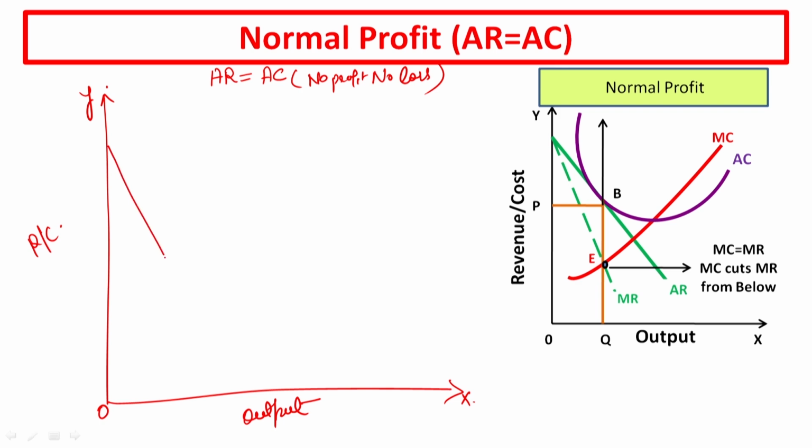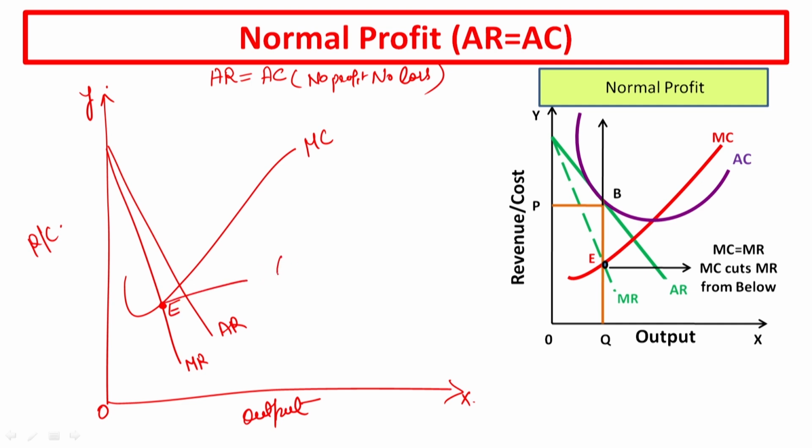Then the next step is what? To draw AR and to draw MR. Both are downward sloping, and MR will always be below AR. Then you have to locate the marginal cost. Marginal cost and marginal revenue cut each other at point E, and this point is the point of equilibrium where both conditions, MC is equal to MR and MC cuts MR from below, are satisfied, and it is showing normal profit.